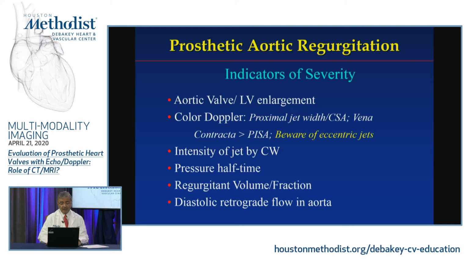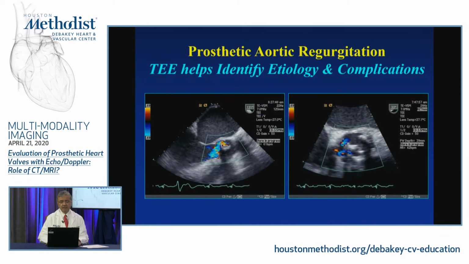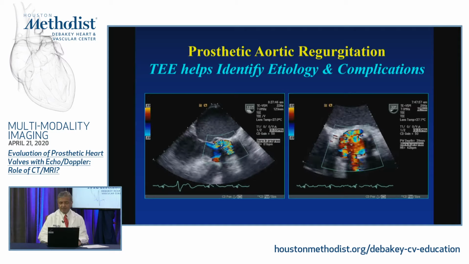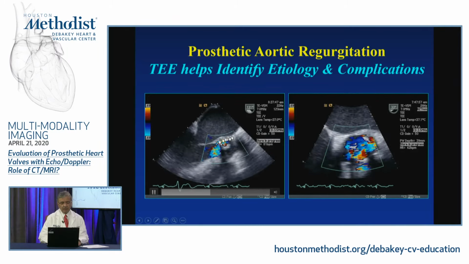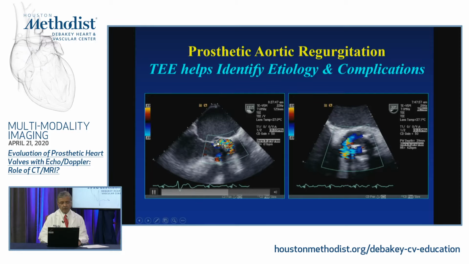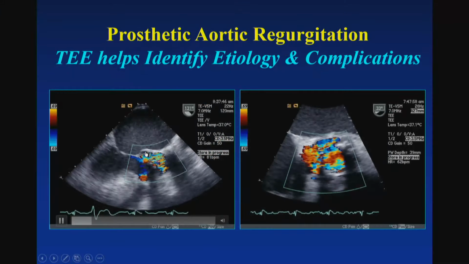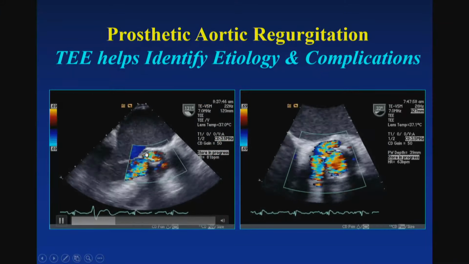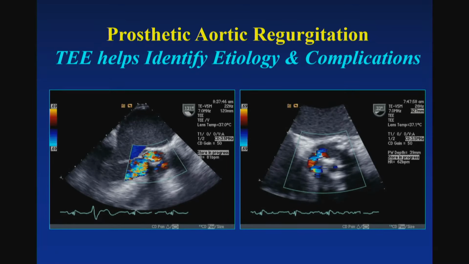Use pressure half-time, regurgitant volume. Also, importantly, diastolic retrograde flow in the aorta. I think that would be very helpful. So this is a TEE to try to look at the mechanism of aortic regurgitation, and you could see it's an eccentric one, paravalvular, and you'll also see the mitral-aortic intervalvular fibrosa. Not only a pseudoaneurysm, but also most likely an early abscess formation in this particular patient.